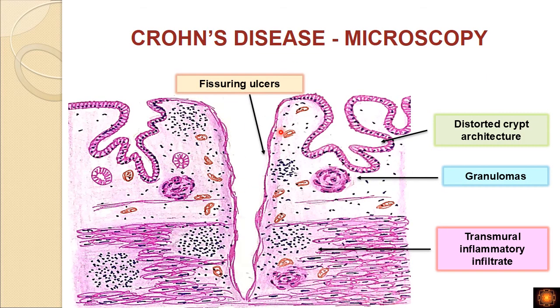Now this is just a diagrammatic representation. You see, these are the distorted crypts, actually they should be parallel crypts, long and parallel, so they have abnormal shape, what we call distorted crypt architecture. These are the sharp fissuring ulcers, what you are seeing, they are going deeply into the muscularis, and these are the transmural inflammatory infiltrate with the lymphoid aggregates, involving the muscularis and the mucosa. You can find the granulomas which are present even in the mucosa and in the muscularis.